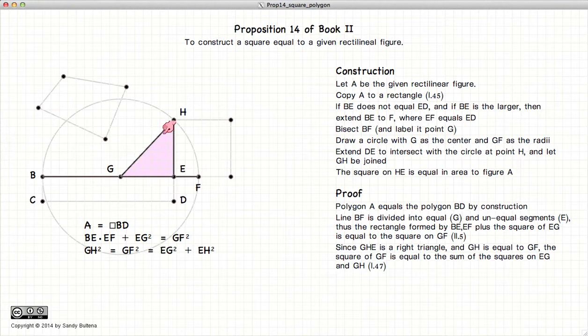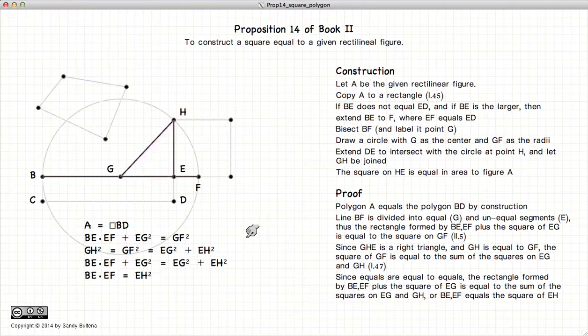Looking at our little pink triangle here, we have GH squared, which is also equal to GF squared because they are the same length. According to Pythagoras, GF squared or GH squared is equal to HE squared plus GE squared. So we have GF squared is equal to this. We also have GF squared is equal to that. So we have two equalities, which means these two sides of the equations are also equal. So we end up with BE times EF plus EG squared equals EG squared plus EH squared.